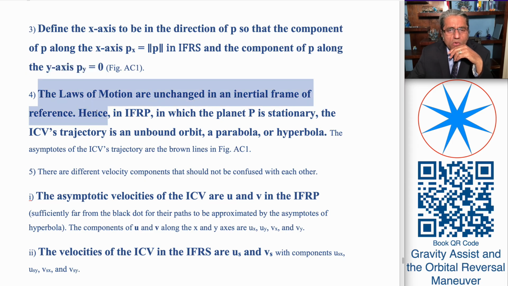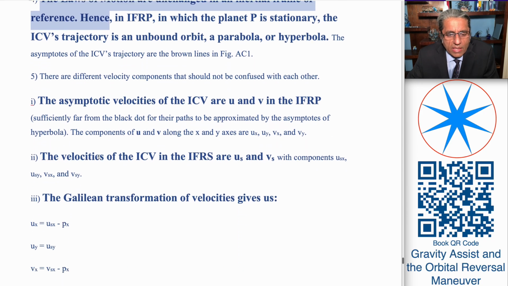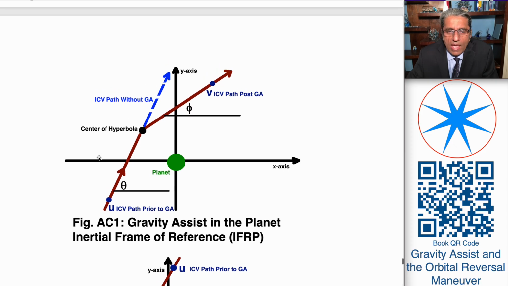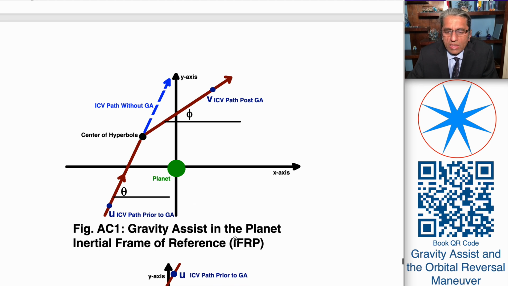So the laws of motion are unchanged in the inertial frame of reference, like I said earlier. Let's take a look. Here we are, and we have a planet here which was actually going in this direction in the solar inertial frame of reference. But moving on to the planet frame of reference, this planet is stationary. And if this planet is stationary and you have a spacecraft approach it along this line and then get deflected, its actual path will not, of course, be straight lines because it will be slightly curved.